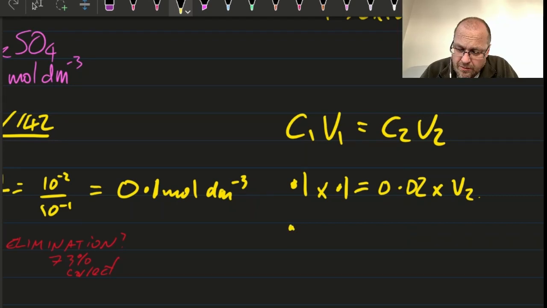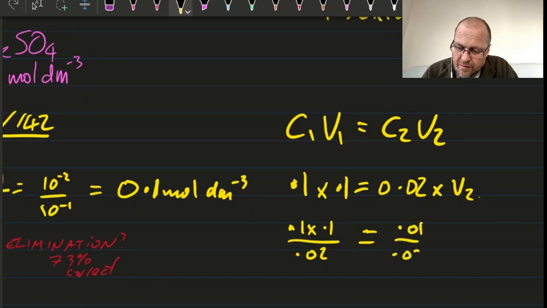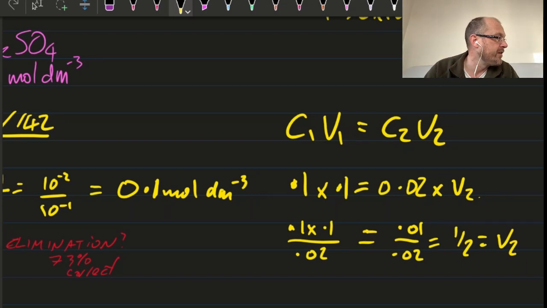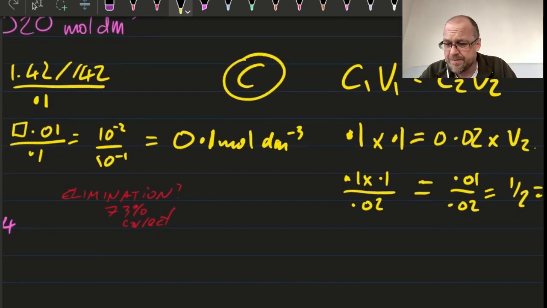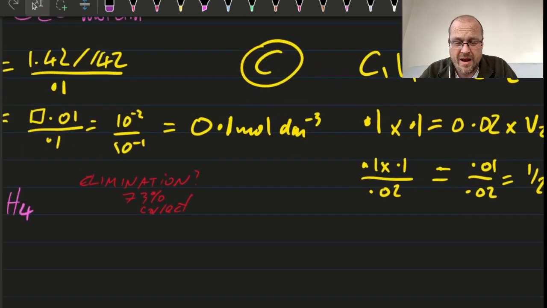So 0.1 times 0.1 over 0.02, that's going to be 0.01 over 0.02. That's just a half, isn't it? That's a half. So V2 is going to be half a decimeters cubed, which is C. So 3 is C. Yeah, leave the stoichiometry ones to the end. That was more than a minute and a half.